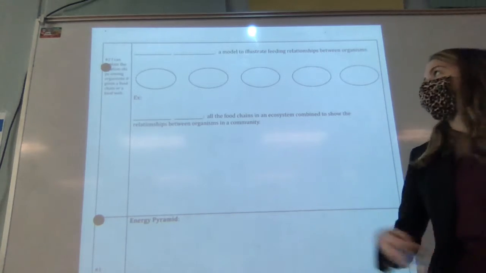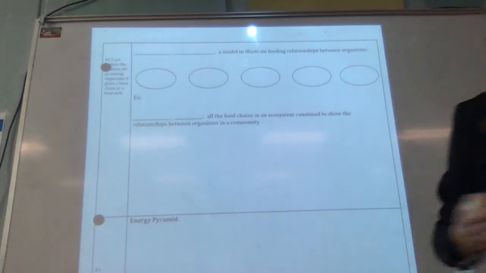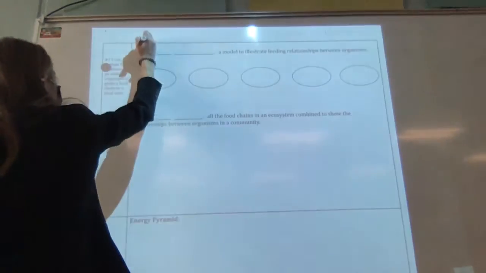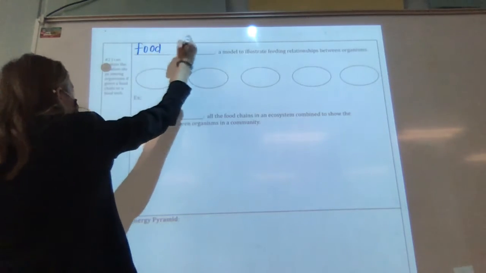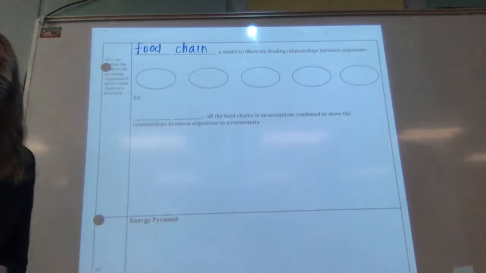Okay? So our first term, a model to illustrate feeding relationships between organisms. What is that called? Harrison? Food chain. A food chain. Okay, so a food chain should not be new to most of you. You should have heard of a food chain at some point in your life.